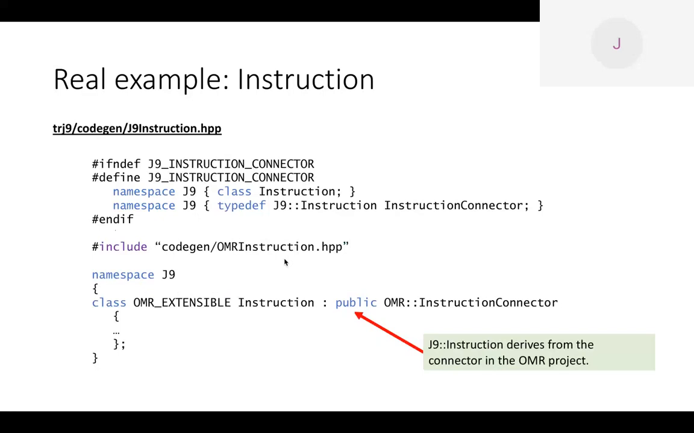Right, and so here where it's defining in the J9 namespace its instruction class, again, you have to say OMR extensible. Now the thing that it's actually extending is OMR instruction connector, because when you're writing the source code here, you don't really know what it is that you're extending, if it's Z or X or whatever. So all you do is use that connector name, and that's what makes it all sort of fit together.